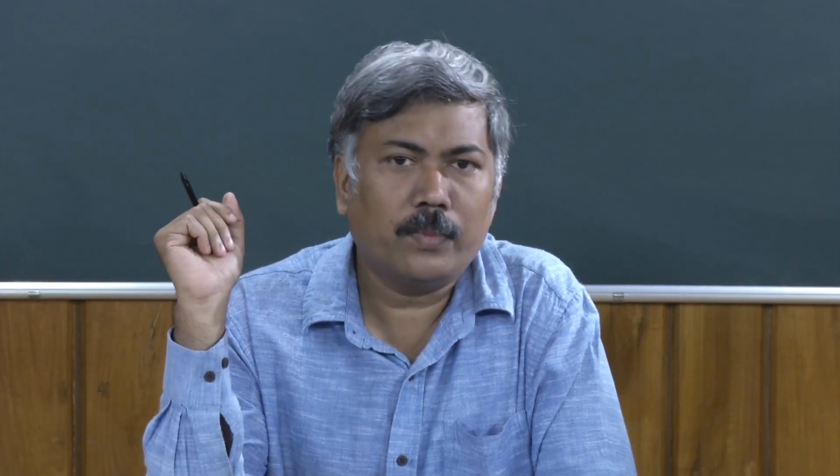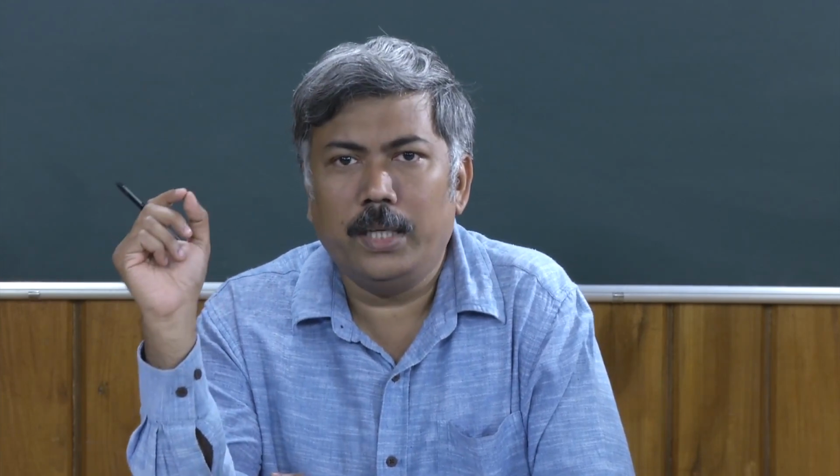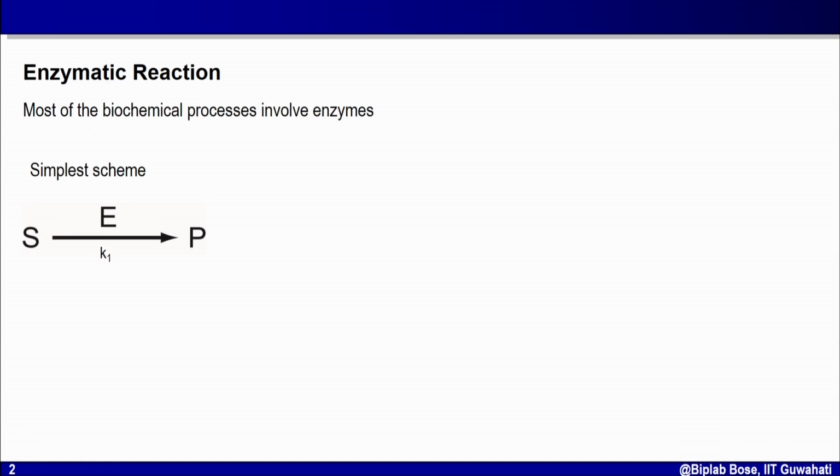room temperature. So if I have to write an ODE for a simple enzymatic reaction, the scheme can be like this, as shown in this slide. And you have seen it earlier. Substrate S is becoming product P, and the enzyme E is helping in this, and the rate constant is K1 in this process.